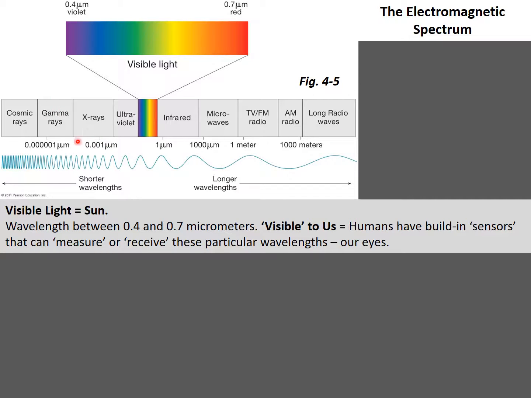So here we have what we call the electromagnetic spectrum, electromagnetic radiation in all kinds of different wavelengths, from very short to much longer. This is from your book, figure 4-5. And it turns out that electromagnetic radiation with a wavelength between 0.4 and 0.7 micrometers just happens to be visible to humans. Because humans have sensors built into ourselves that can, if you will, measure or receive, quote unquote, see electromagnetic radiation of that particular wavelength. And those are our eyes. So all this other electromagnetic radiation is out there, except our eyes just simply don't work in these particular frequencies, in these particular wavelengths. They exist. However, our eyes are only working in this very narrow window here. That's what we call visible light.